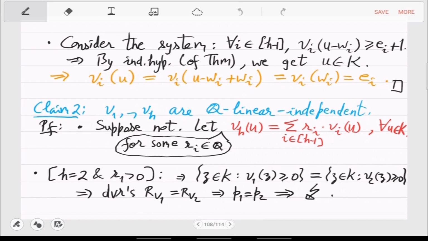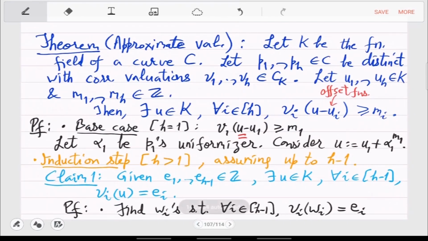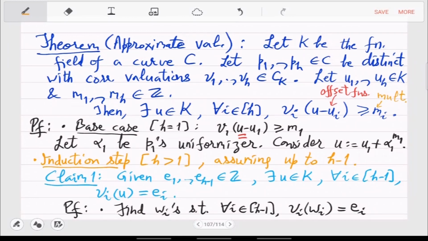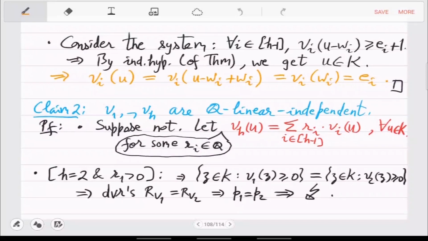So on the given points and the valuations, which you can also think of as multiplicity, that's why we call it M. For given points Pi's and given multiplicities Ei's, what claim 1 is saying is that you can find a U such that that point's multiplicity is exactly Ei. That's the key thing you want to prove about functions versus points on the curve.